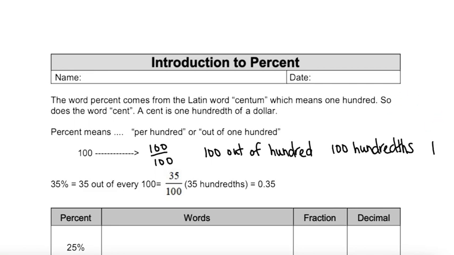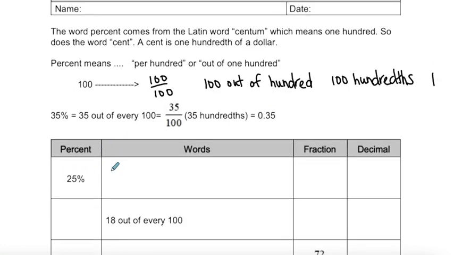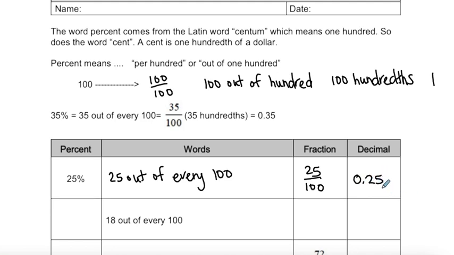So how do we express percents as words, fractions, and decimals? Well, 25% is 25 out of every 100. As a fraction, we would write it as 25 over 100. And for now, we're not going to worry about putting fractions into lowest terms. We're just going to write a fraction over 100. And as a decimal number, 25 hundredths looks like this, where our 5 is in that hundredths position.